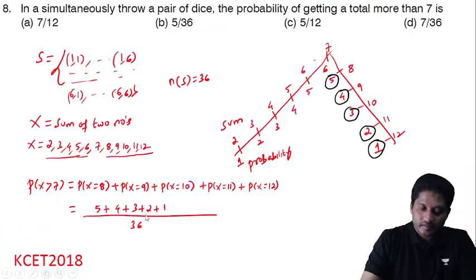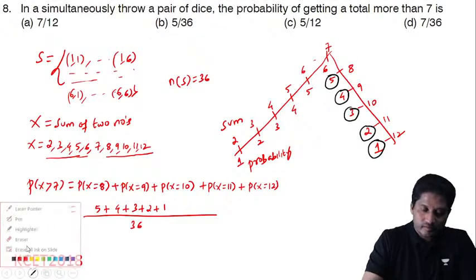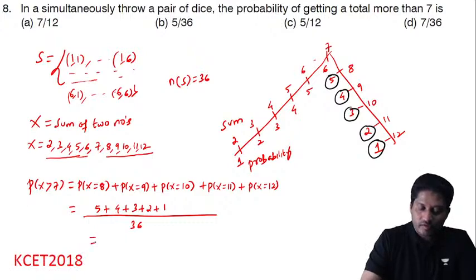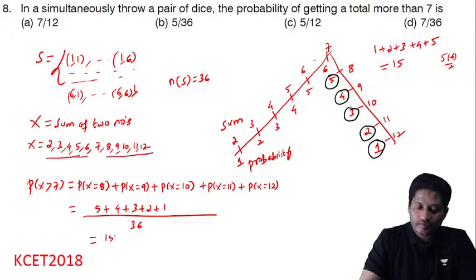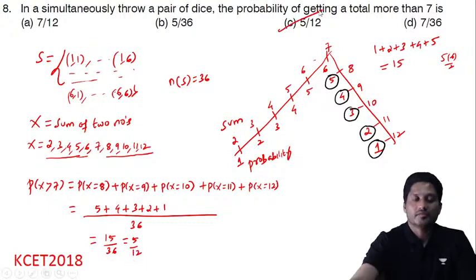Okay, it is 1 plus 2 plus 3 plus 4 plus 5. You add all this, then it is 15, right? 10 plus 5, 15 only. 15 by 36. Both are multiples of 3. If I divide by 3, this is 5 by 12. Right, the answer is the option 5 by 12.